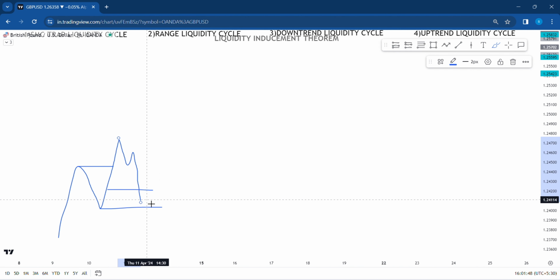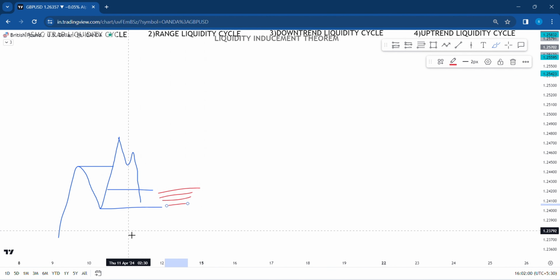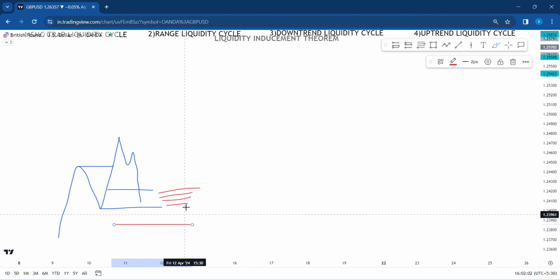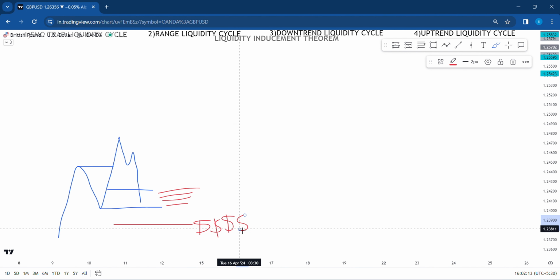So they will have a lot of buy positions here. I will use another color. They will have a lot of buy positions here. Lots of buys. So all the buy stop losses will be here. What is the opposite side of the buys? Sell positions. So there are a lot of sell positions, and their stop losses. Stop losses mean nothing but money.